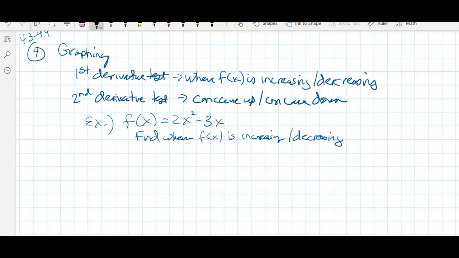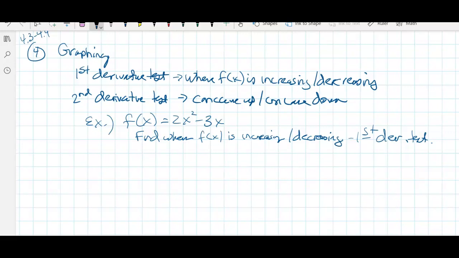That looks pretty bad. So find where f of x is increasing, decreasing. And yes, that is first derivative test. Okay, you got to know that. So if I ask you find where it's increasing and decreasing, you got to think, oh, let me take this function. Let me do the first derivative. Find the roots, and then look at all those intervals. Where's it going up? Where's it going down? That kind of thing. If I ask for concavity, you have to know. Do the second derivative test.